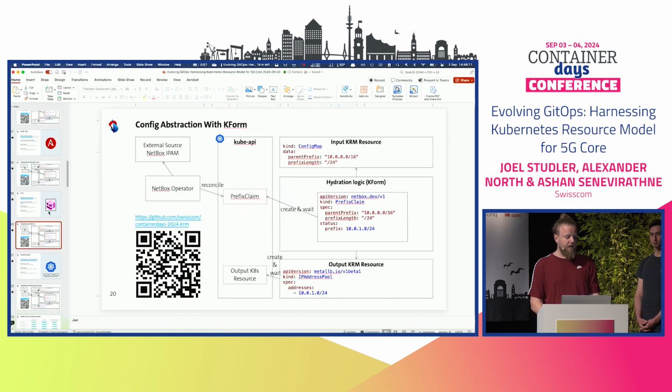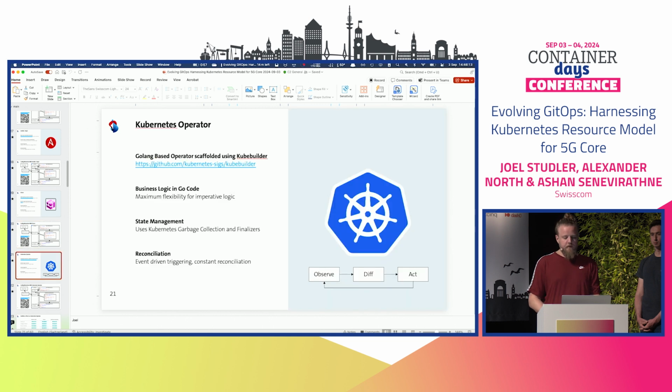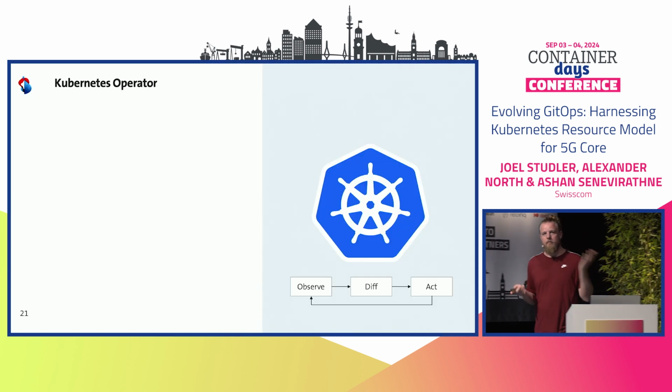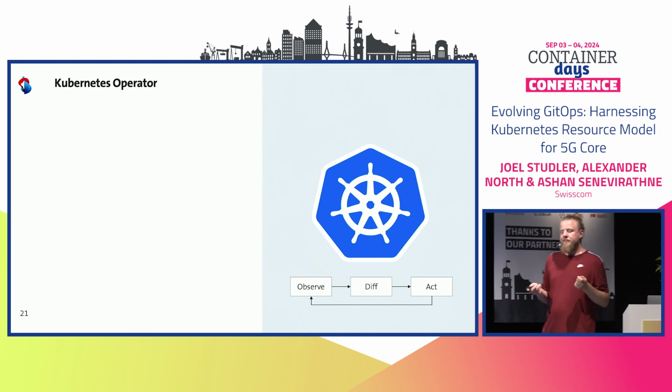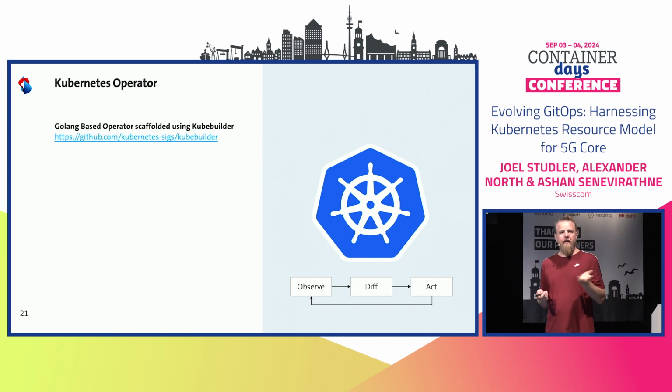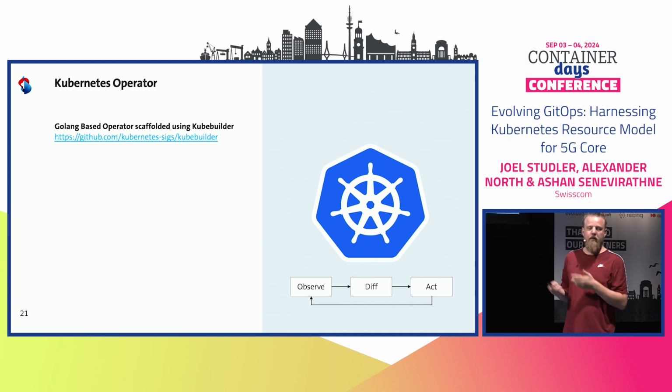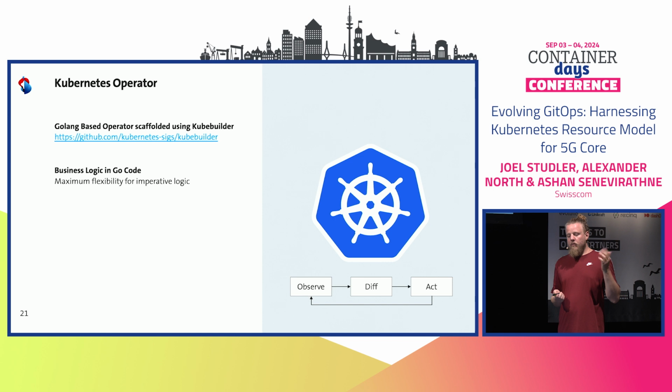So that was Kform and Ansible. The third technology is probably something more familiar. It's just a Kubernetes operator. We used Golang-based operators using KubeBuilder. You can use pretty much any language nowadays. There are plenty of libraries. We can write business logic in Go code, so we have maximum flexibility, but also maximum responsibility, I would say.